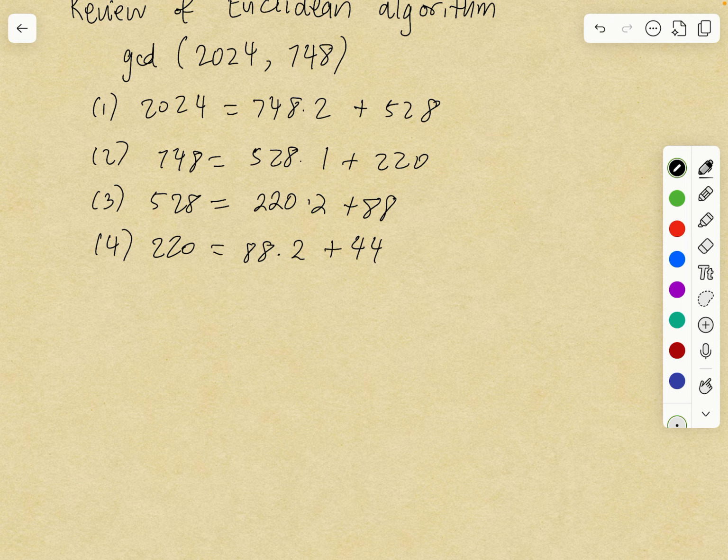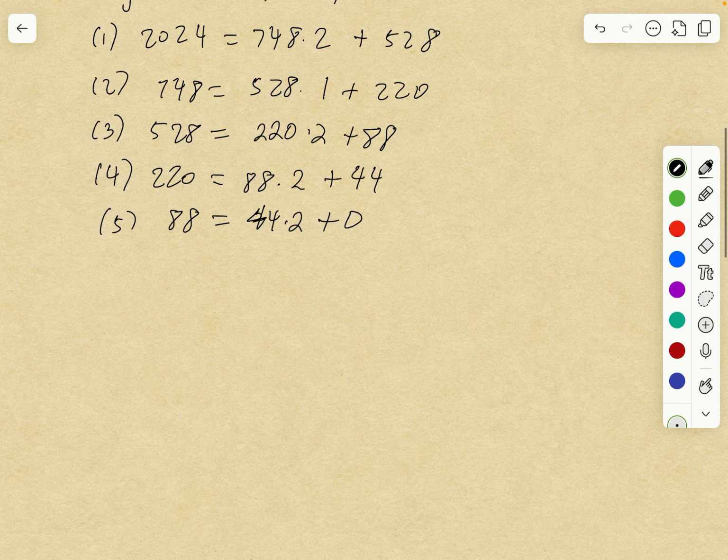Now we need to find the GCD of 88 and 44, which we can see, since 88 is 44 times 2 plus 0, that the GCD of 88 and 44 is 44. So the GCD of 2024 and 748 is 44. So it's a fast algorithm for finding the greatest common divisor.